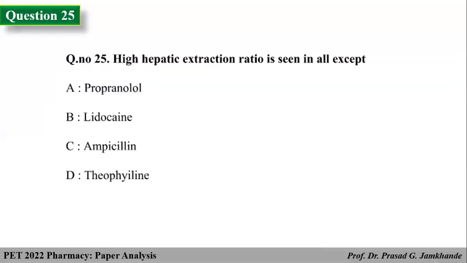Next, high hepatic extraction ratio is seen in all except. There are the four different names of the drugs, and out of that, we have to identify the drug having the high hepatic extraction ratio. Actually, hepatic extraction ratio is the fraction of drug which is present in the liver that is eliminated during the single pass. And in case of the ampicillin, it is having the high extraction ratio.